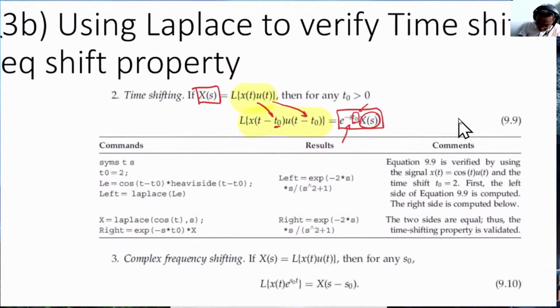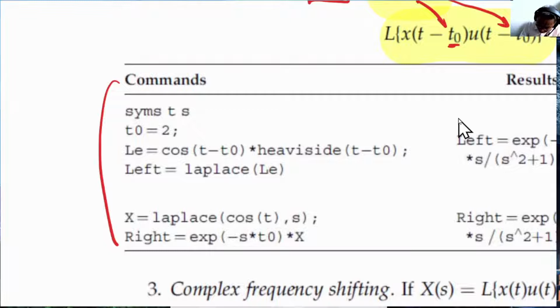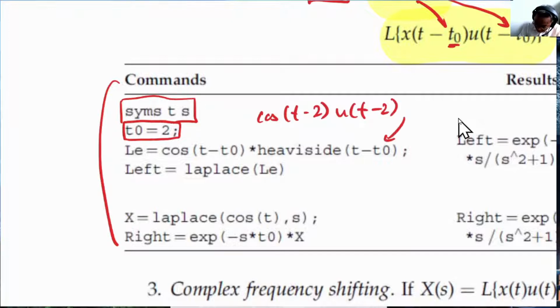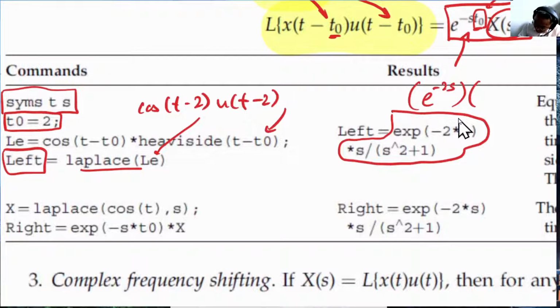Now this example shows how we can use MATLAB to show that they are the same. So let's try. So first we declare t and s to be symbols, t0 to be 2 seconds, and we have cosine of t minus 2 times u of t minus 2 here, and we perform the Laplace transform of this, and we get the expression here, which is e minus 2s multiplied by what we expect would be s over s squared plus 1.